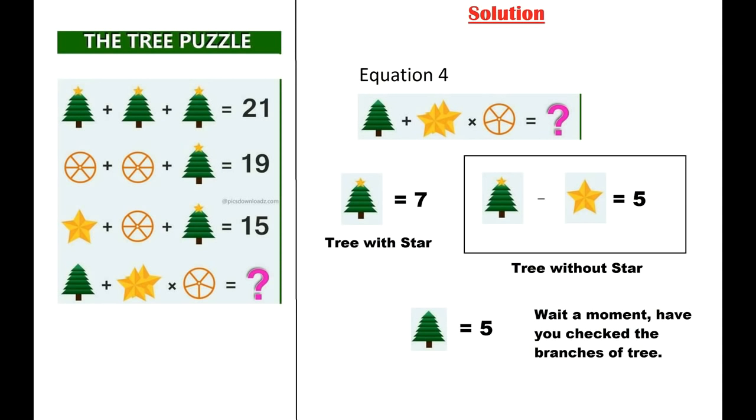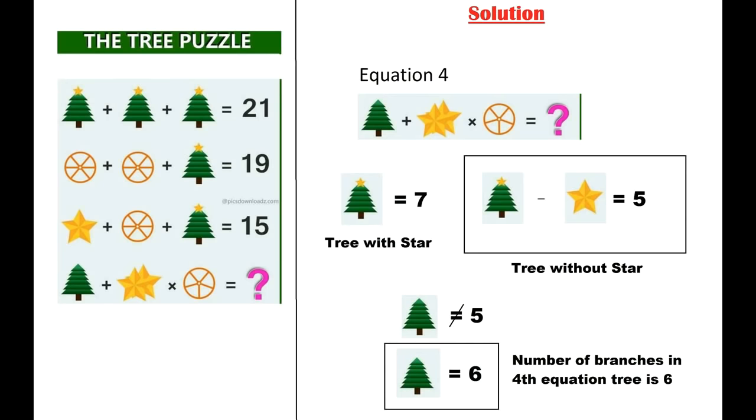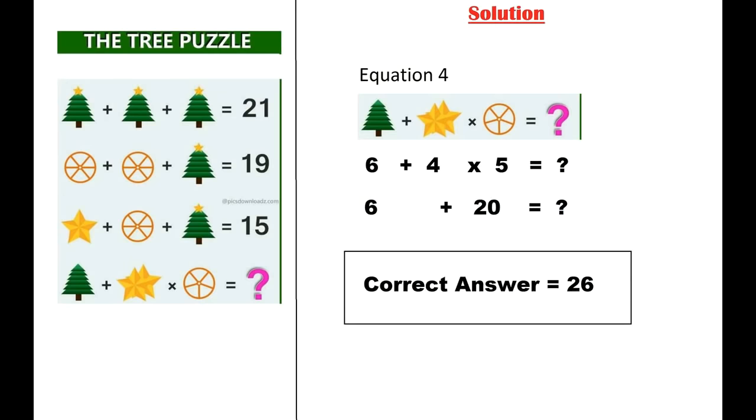But wait a moment, have you checked the branches of the tree in equation 4? The number of branches in the fourth equation tree is 6. So the value of the tree in equation 4 is equal to 6. So putting all those values in equation 4, we will get the correct answer as 26. So this is the correct answer of this puzzle.